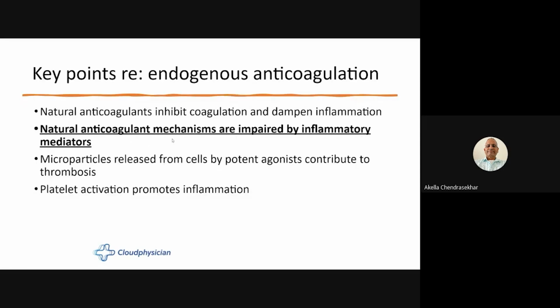Next slide. Okay. So the key point is that endogenous anticoagulation is very important. And remember, endogenous anticoagulation is impaired by inflammatory mediators. So anytime you have a severe pneumonia, that patient needs to be prophylaxed for DVT. Makes sense, doesn't it? Even if they're walking around, if they have a severe pneumonia, it's a major problem. And if they're elderly, it's also a major problem. So you have to think about that.